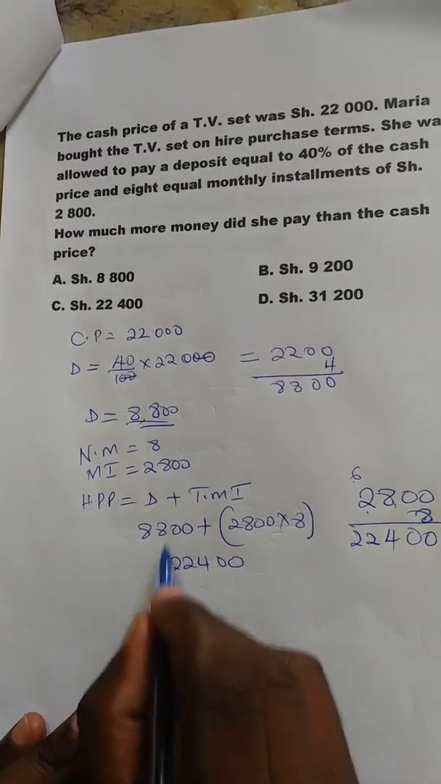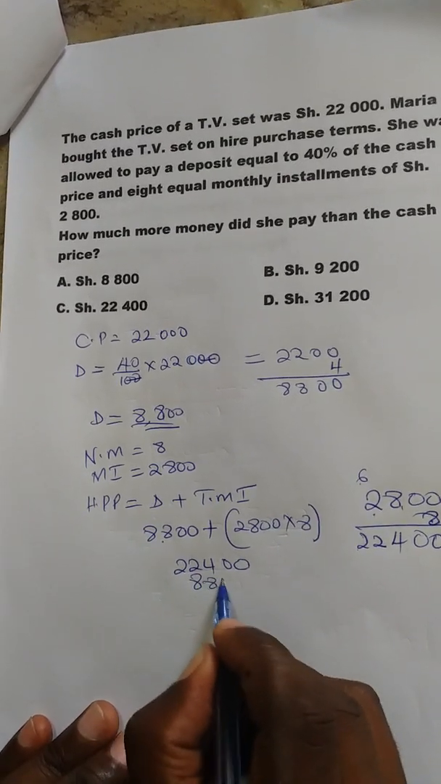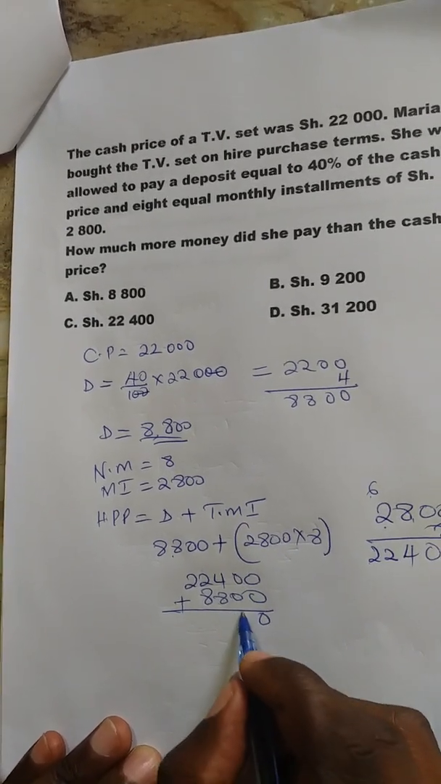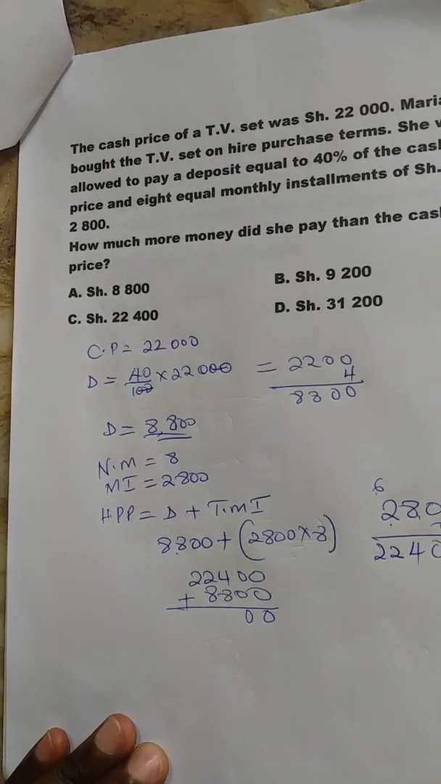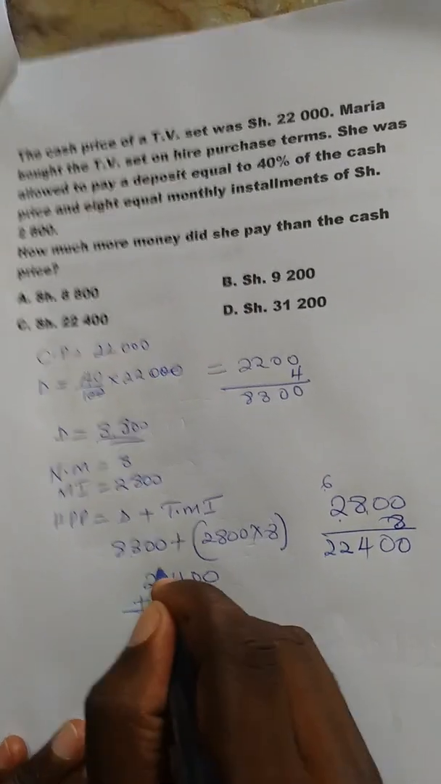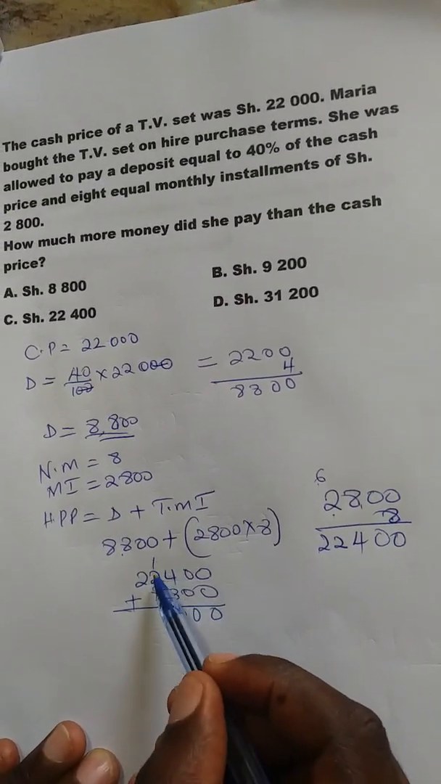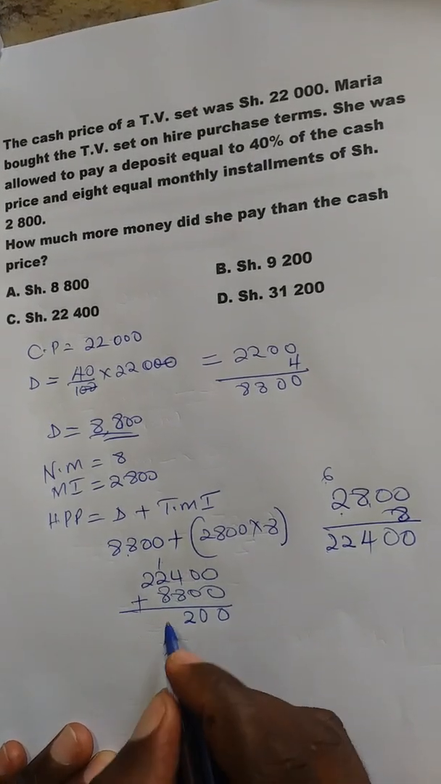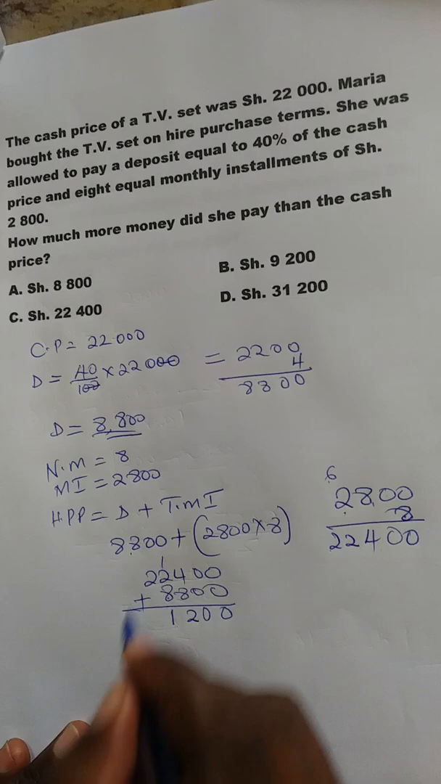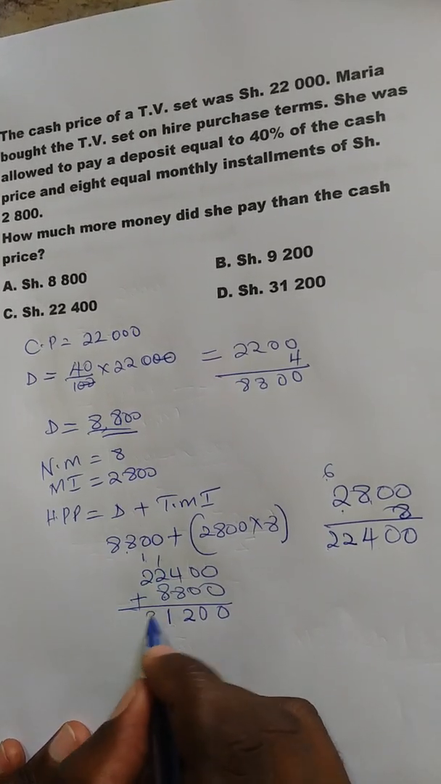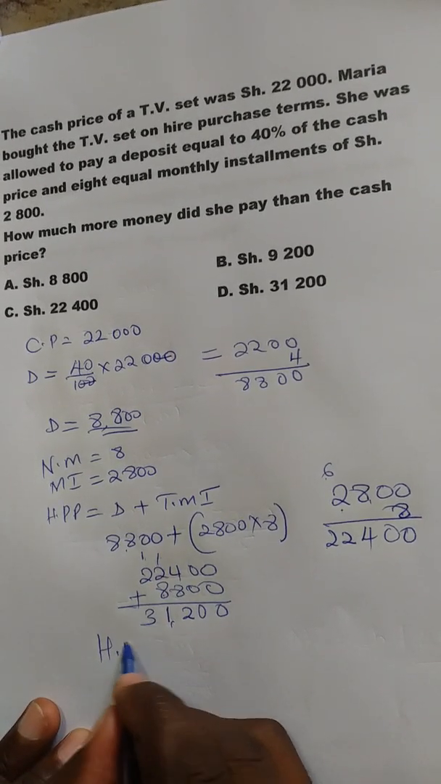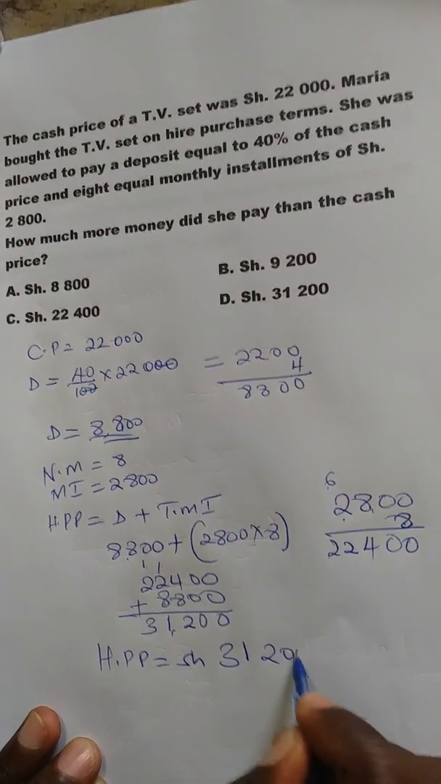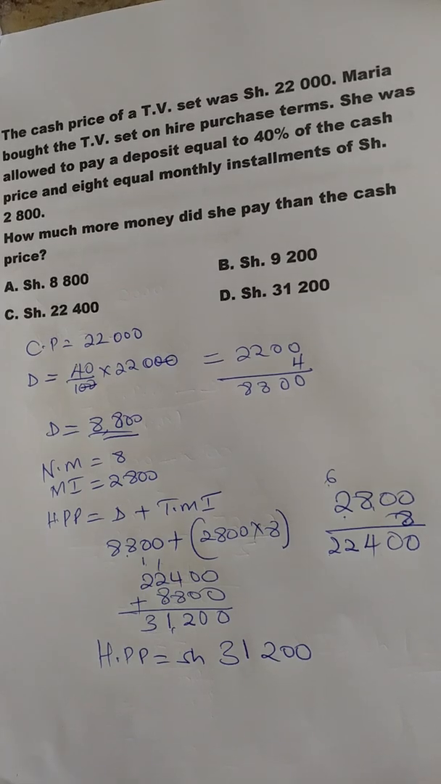So you add 22,400 plus the deposit 8,800. 0 plus 0 is 0, 0 plus 0 is 0. 4 plus 8 is 12. You write 2, carry 1. 1 plus 4, 5. 5 plus 8, 13. You write 3, carry 1. 1 plus 2, 3. So our hire purchase price is shillings 31,200. But what does the question ask?